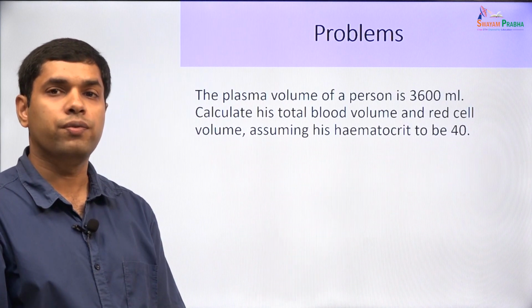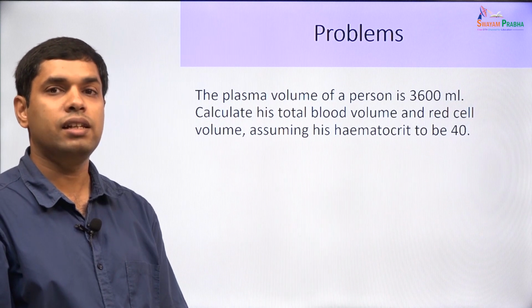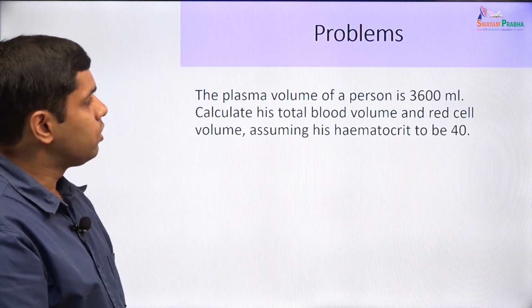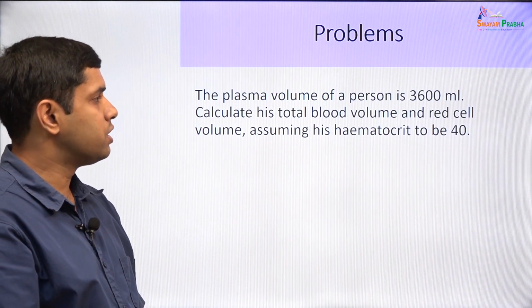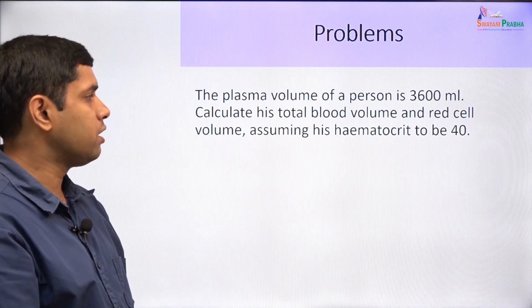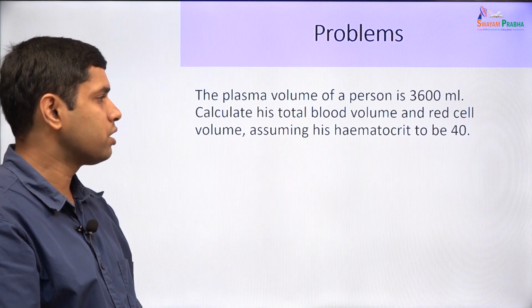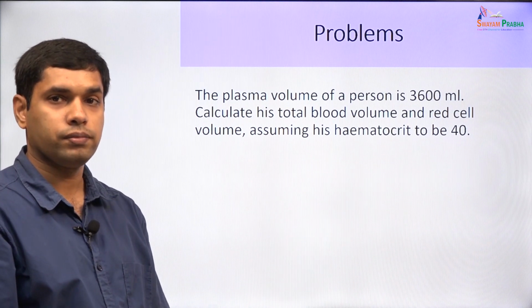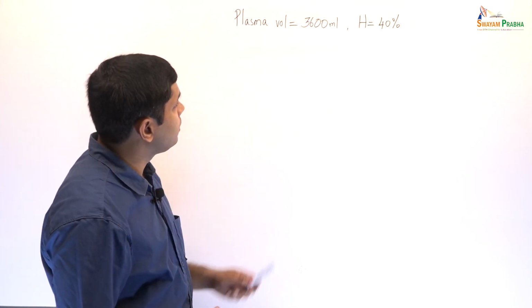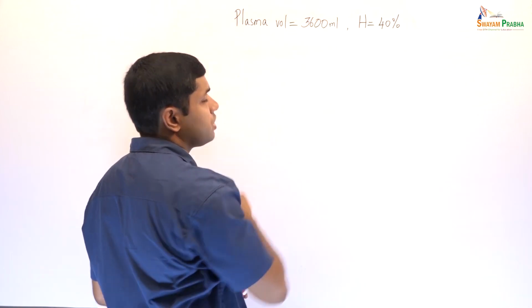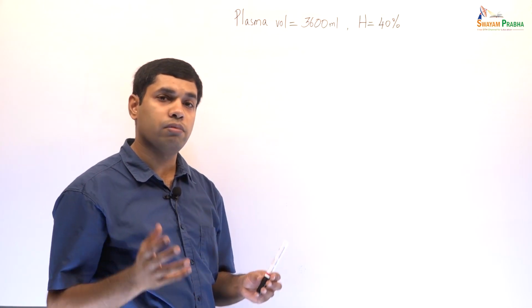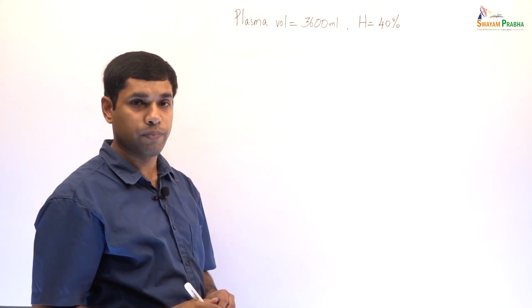Let us now try to solve a few problems to help us get a little deeper understanding about the various body fluids. So, in this problem, the plasma volume of a person is 3600 ml. Calculate his total blood volume and red cell volume assuming his hematocrit is 40%. So, let us begin solving this problem. We are already given that the plasma volume is 3600 ml and the hematocrit is 40%, or 40% of the blood is occupied by the RBCs.